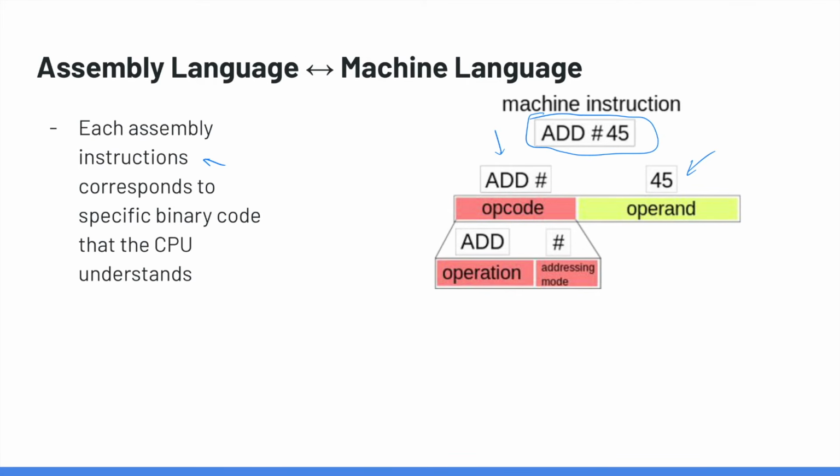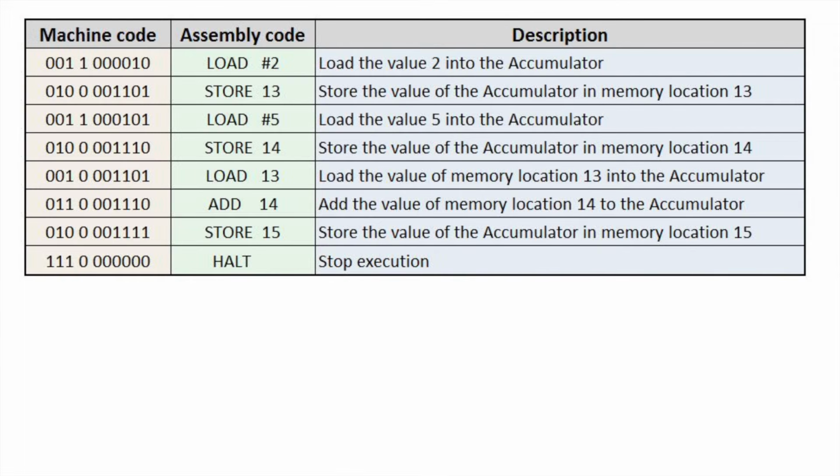If you look at the next slide, we can see other examples of assembly along with the machine code that they correspond to. All assembly code is easily translatable to machine code. For example, right here, this load command means load the value 2 into the accumulator.